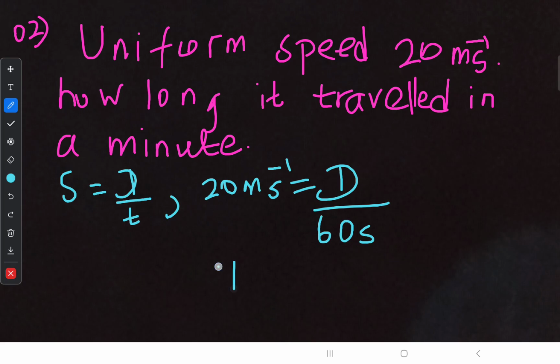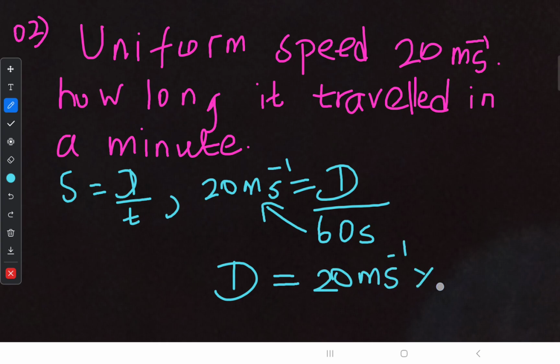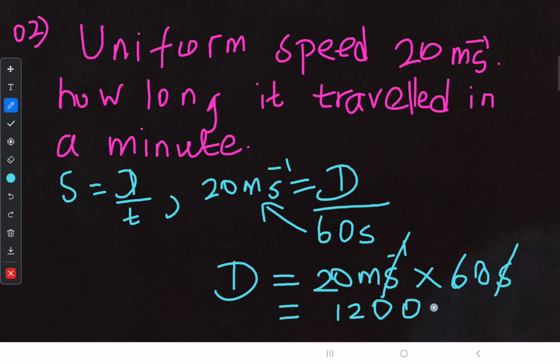So to find your distance, you can cross multiply this: 20 meters per second multiplied with 60 seconds. You can cancel this second with the inverse one, and when you multiply 20 times 60, it's 1,200 meters. Like our previous question, here also uniform speed and time are given, we have to find the distance, how long it traveled. That is the question.